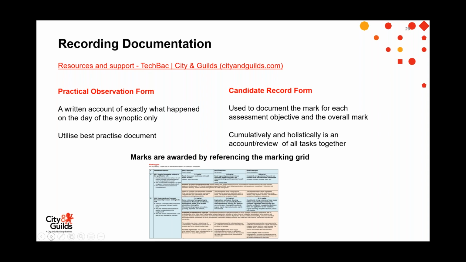For each synoptic, there are 3 documents we require per student: the practical observation form, the candidate record form, and of course the declaration of authenticity. The practical observation form must be completed whilst the synoptic is being observed. It is solely an account of the process taking place, and the candidate record form is where you justify the marks you are awarding. So this is an account of the whole synoptic and needs to be agreed by all parties who may have been involved in the marking.